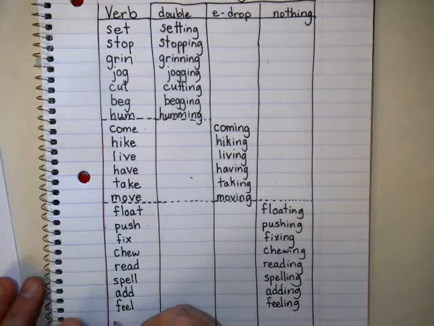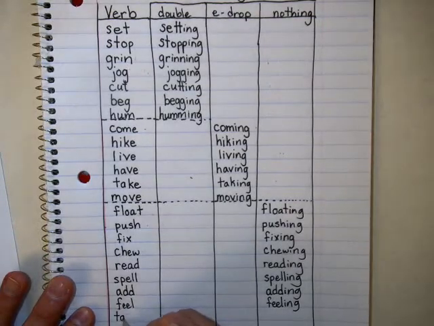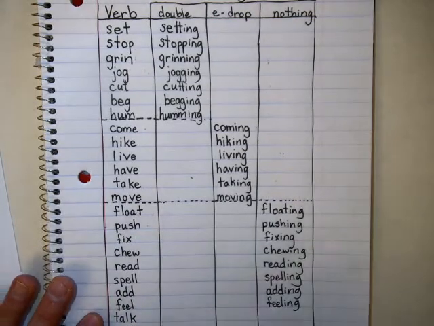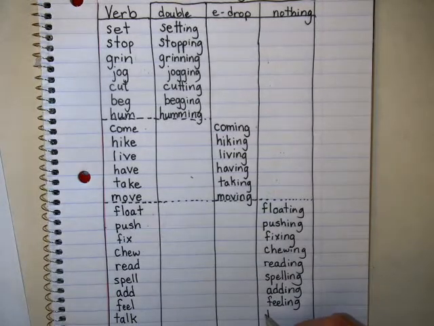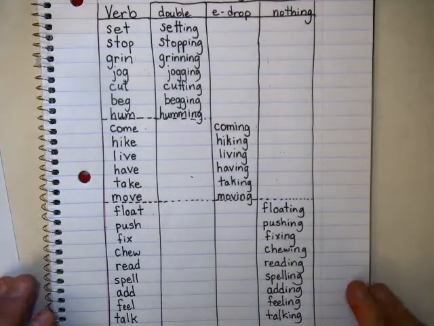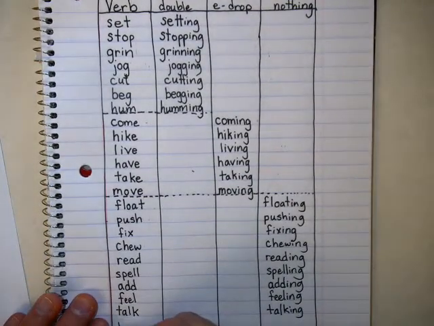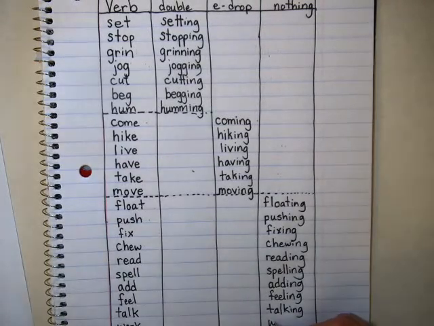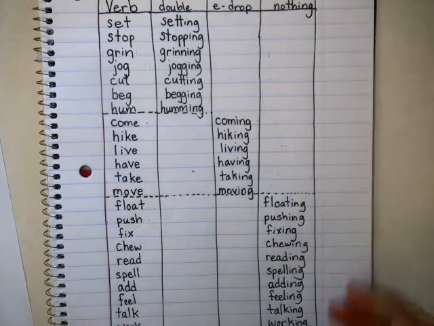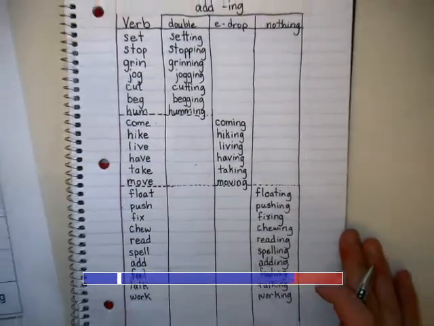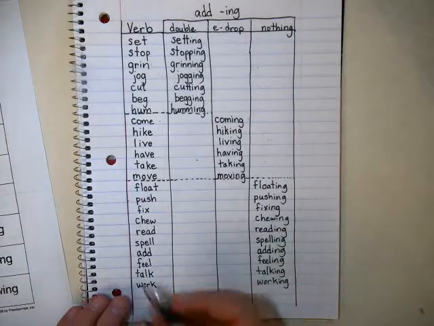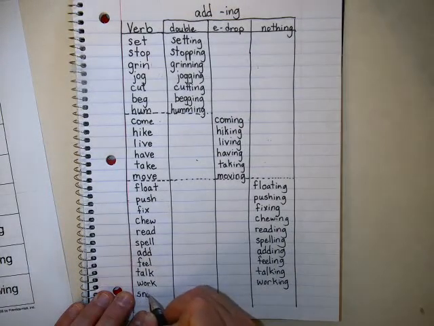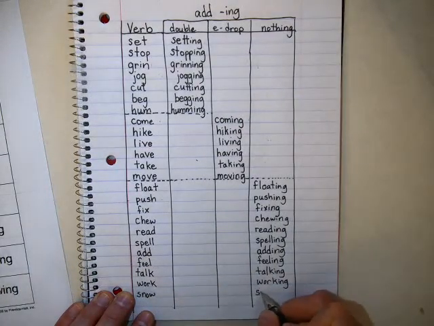And we've got talk, which turns into talking. Then we have work, which turns into working. Okay. And finally we have snow, which turns right into snowing.